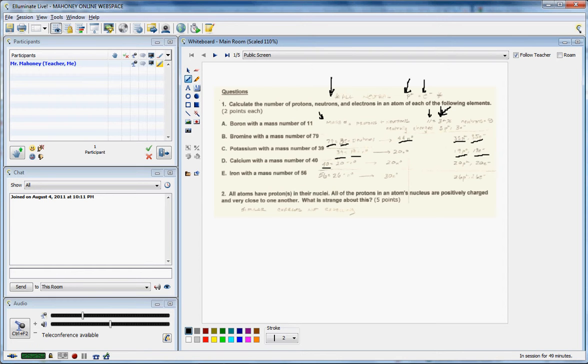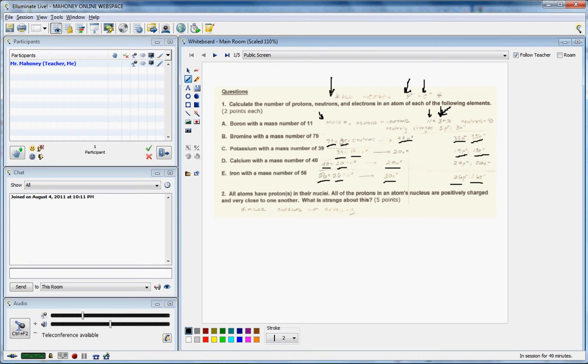Calcium 40, and on the periodic table it is 20 for the number, and that's the atomic number, which is the number of protons. So that gets us with 20 neutrons. So everything is 20 in calcium. Iron is going to be 56 for a mass number, and on the periodic table it has an atomic number of 26 for the number of protons, leaving 30 neutrons. And 26 protons, 26 electrons.